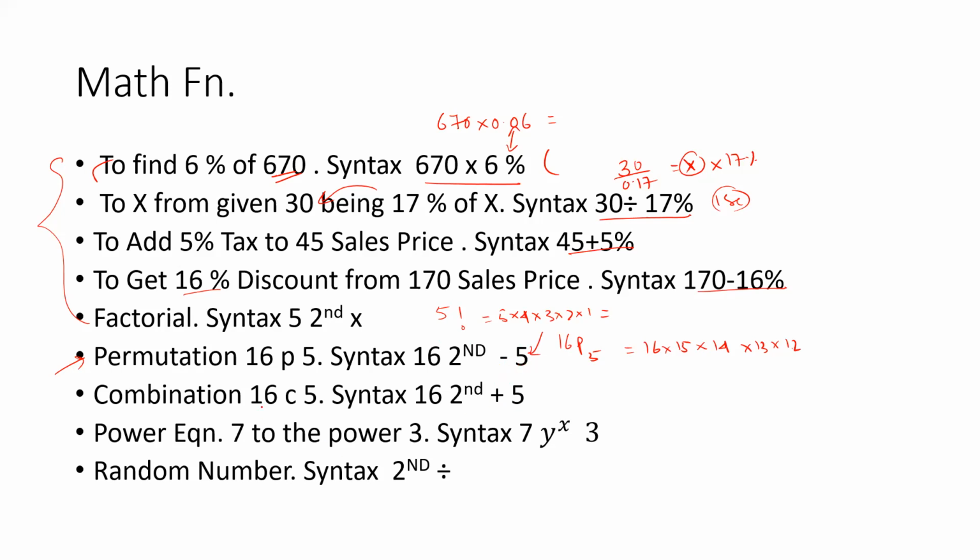Similarly, if you have to find the combination, it is 16 second plus button, exactly the syntax that you're following here. If you follow this syntax, you cannot make mistakes. So this is 16P5, this is 16C5. So the way to do it is 16 second plus button, and then we press 5. So this becomes my 16C5.